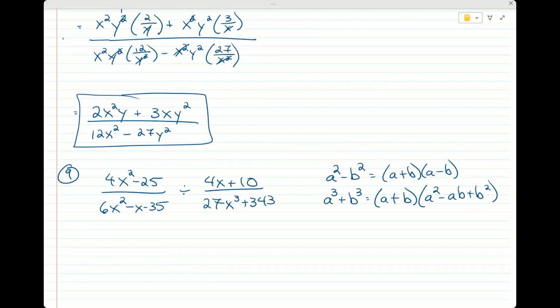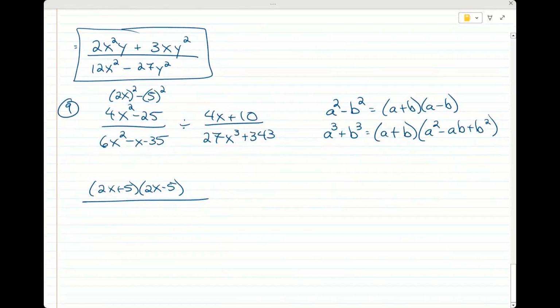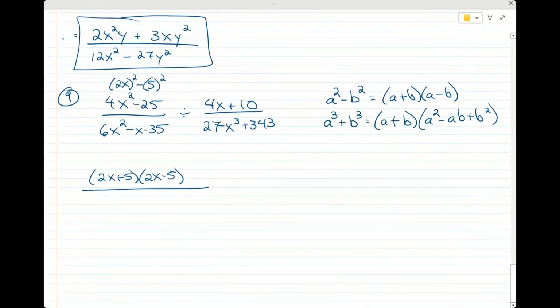This upper left fraction will be 2x to the second minus 5 to the second. So this will factor to be 2x plus 5 times 2x minus 5. And then in the denominator, we're going to have to factor this. I'll just do it off on the side here. 6x squared minus x minus 35. We're looking for numbers that add up to be -1 and multiply to be 6 times 35, or -210.